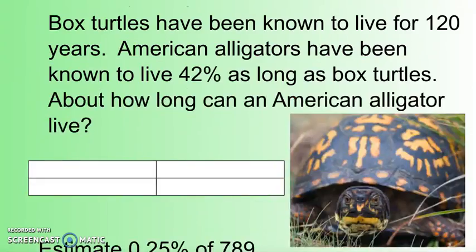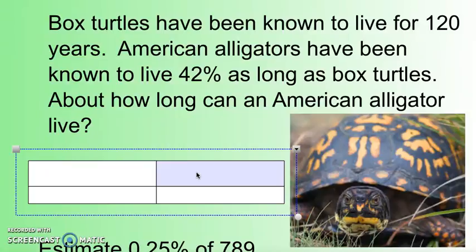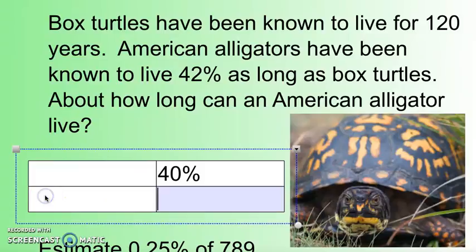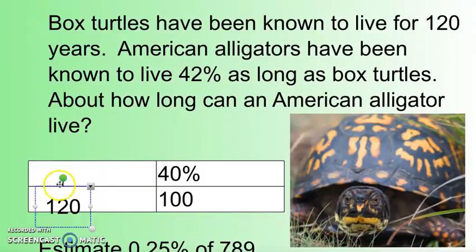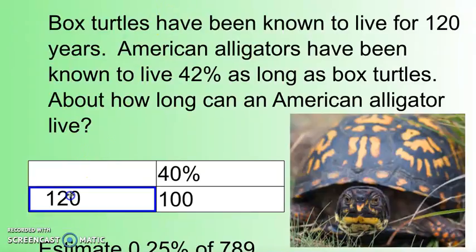It says box turtles have been known to live for 120 years. American alligators have been known to live 42% as long as box turtles. About how long can an American alligator live? So an alligator only lives 42% as long as box turtles. That means the box turtle lives longer. Okay, so first of all, what percent is really close to 42%? Yep, 40%. And then our box turtle is 120 years. And we need to figure out how much 40% of 120 is.